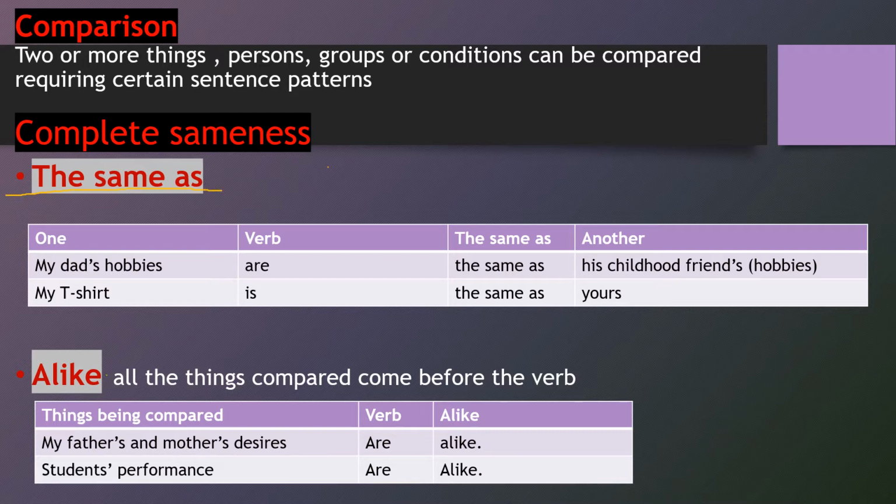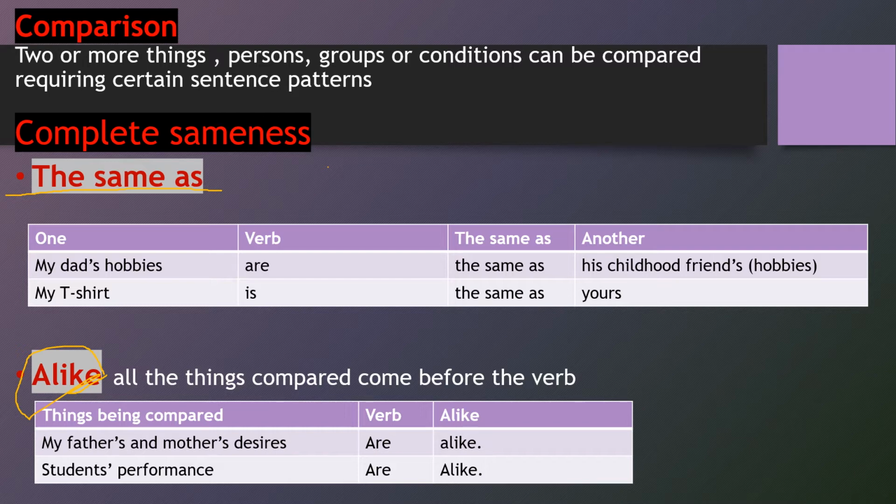and the other tool is alike. So let's see the difference between these two tools. First of all, we have: my dad's hobbies are the same as his childhood friend's hobbies. My t-shirt is the same as yours. So look at the pattern.